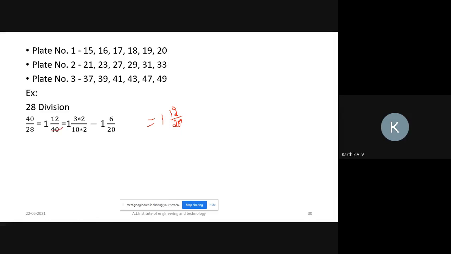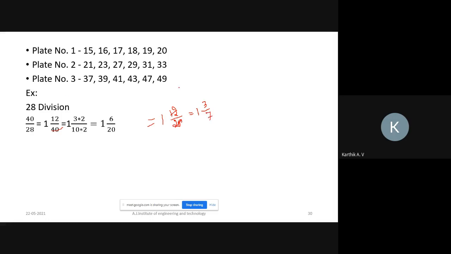Simplify this term. How can we simplify? 4 ones are 4 in the numerator, and 12 is 4 threes. And 28, how much is 28? 4 sevens are 28.